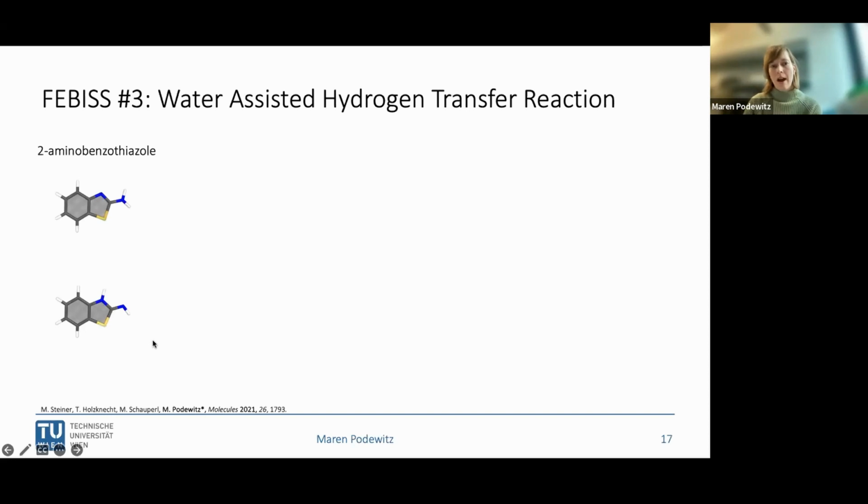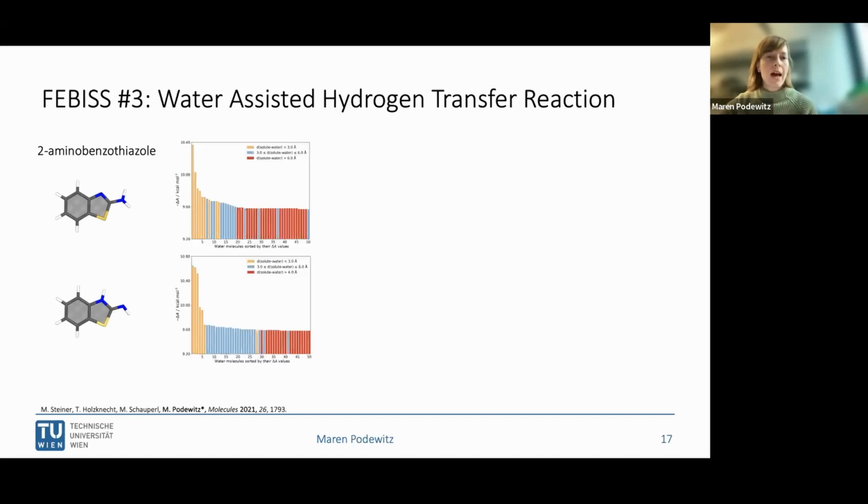And it has been stated in the literature that the hydrogen transfer is water assisted. And then there were studies on how many water molecules are ideally suited to minimize the reaction barrier. Of course, we cannot study the reaction barrier because this is only classical MD simulations. But what we can do is run our protocol and look at the most strongly interacting water molecules.